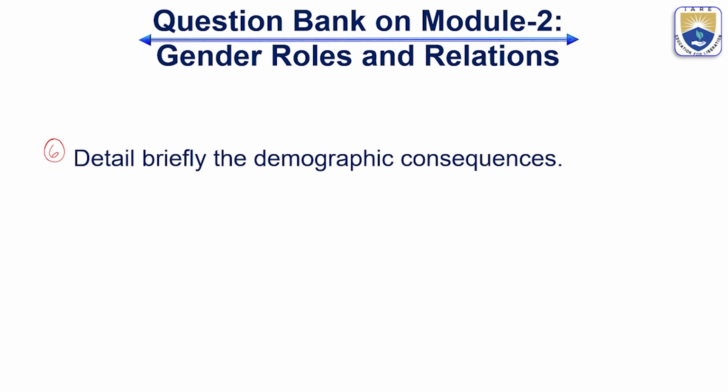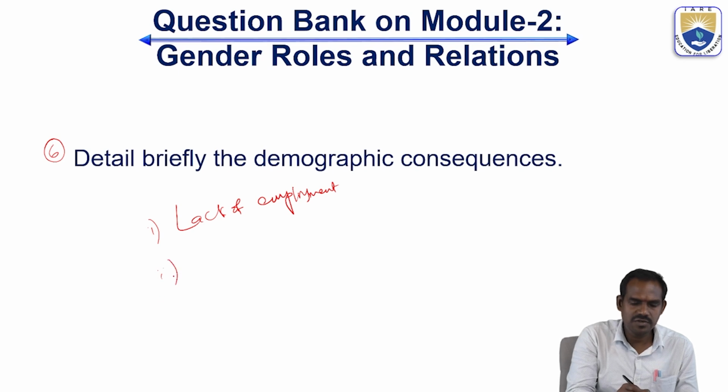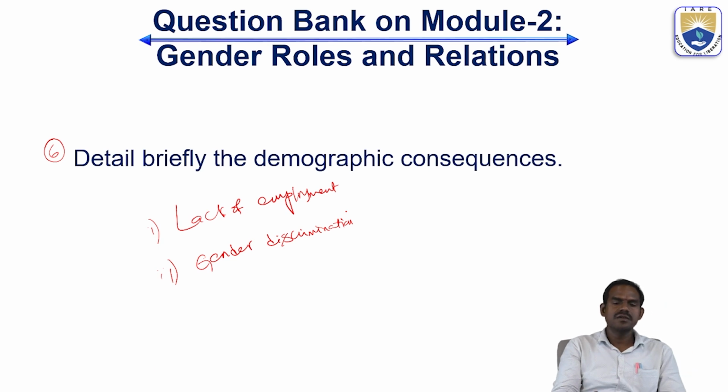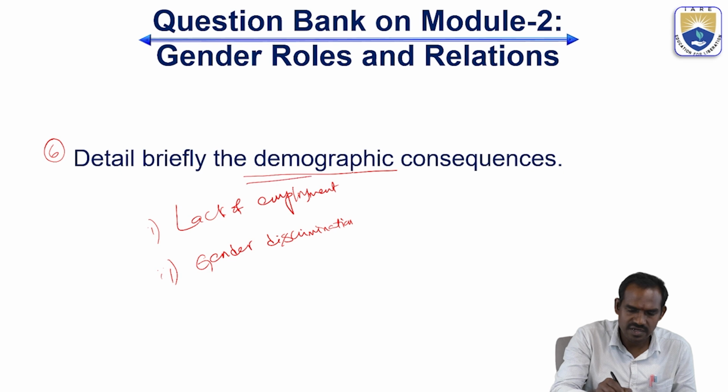Okay, so the consequences are, there may be lack of jobs, lack of employment. So this is the first one. The second one you can say is gender discrimination, which is also one of the consequences of demography.